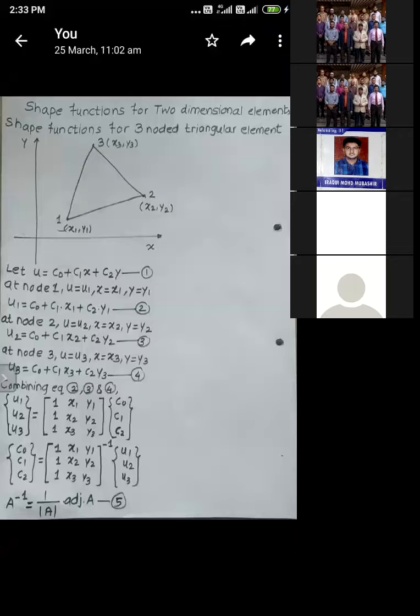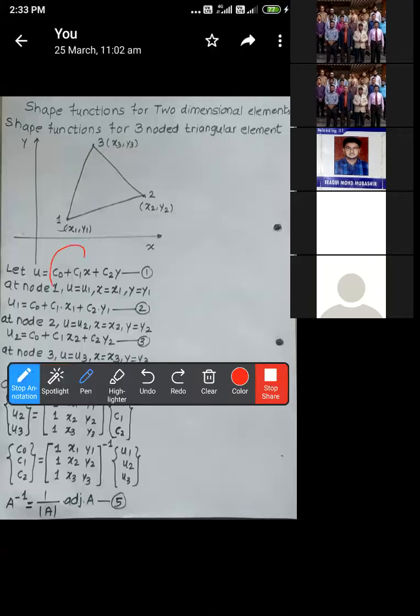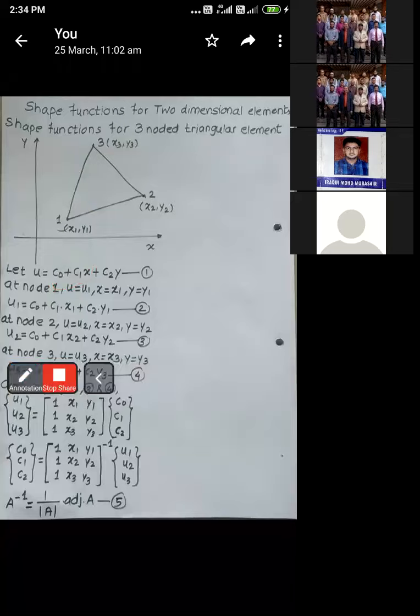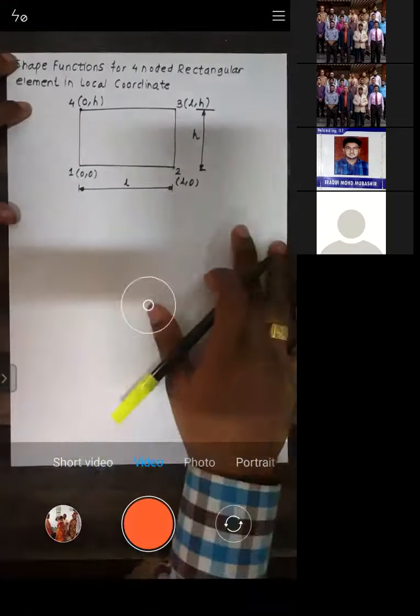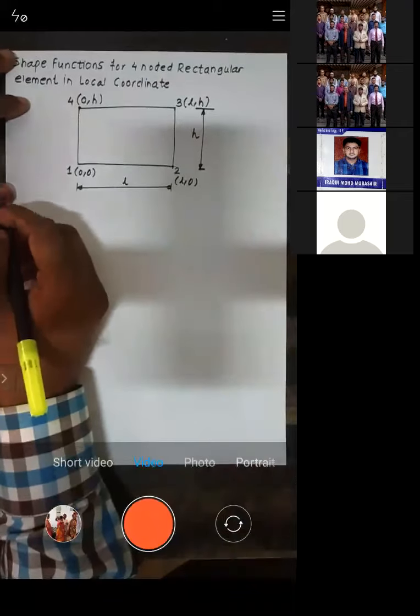What was that additional term? C2y. Because for a linear line element you have only C0 plus C1x. In that you have added C2y, so this becomes the approximate solution for the triangular element. Now we are writing it for a rectangular element. Can you tell me what approximate solution I should write down?